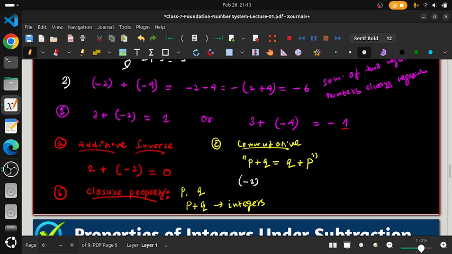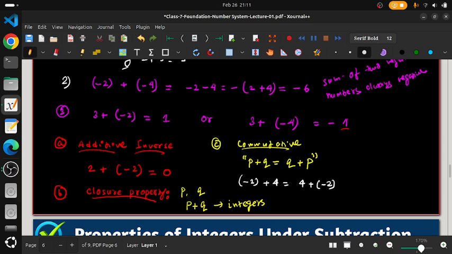Suppose minus 2 plus 4. Similarly, if I write 4 plus minus 2, both are the same thing. Minus 2 plus 4 means what? 2 only, right? So 4 plus minus 2 is also 2. So this kind of property we call the commutative property, and addition follows the commutative property.